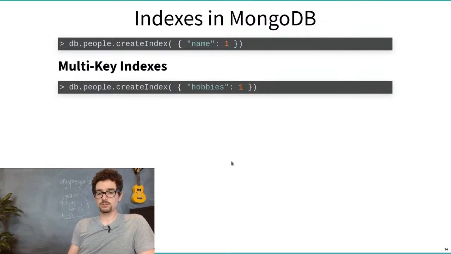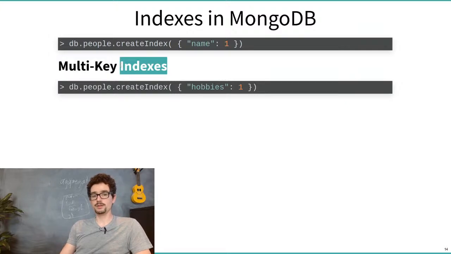Multi-key indexes are normal indexes, but each document can appear multiple times in that index when the field that you index is an array in that document. So let's start with this example.